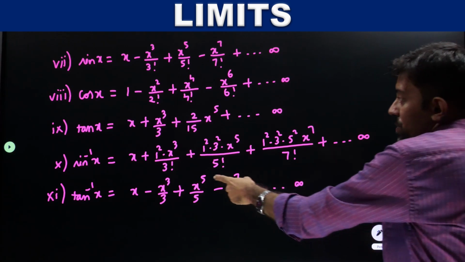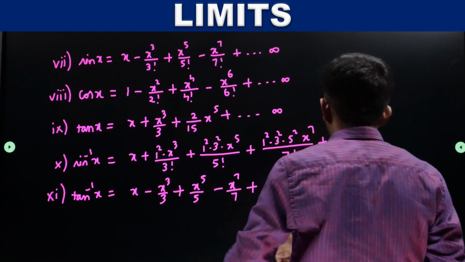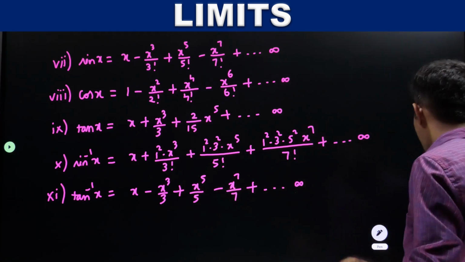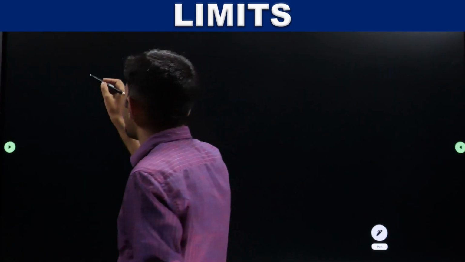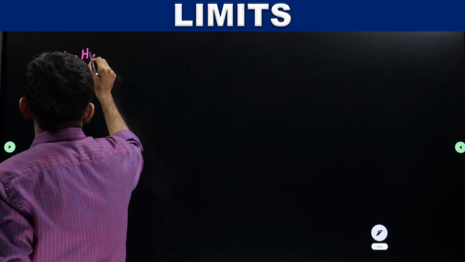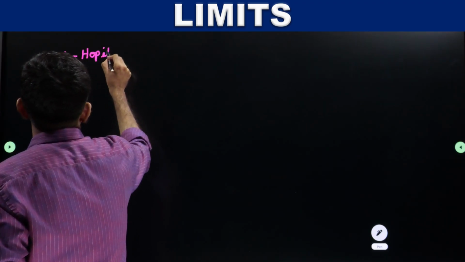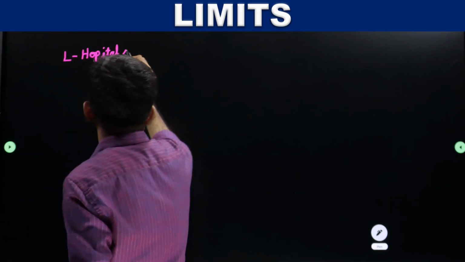And there is no factorial notation in the tan inverse x series expansion. The next topic introduces L'Hopital's rule, and also the 1 to the power infinity form. One more very important rule is L'Hopital's rule, the LH rule I can call. It's applicable whenever the limit takes 0 by 0 or infinity by infinity form.